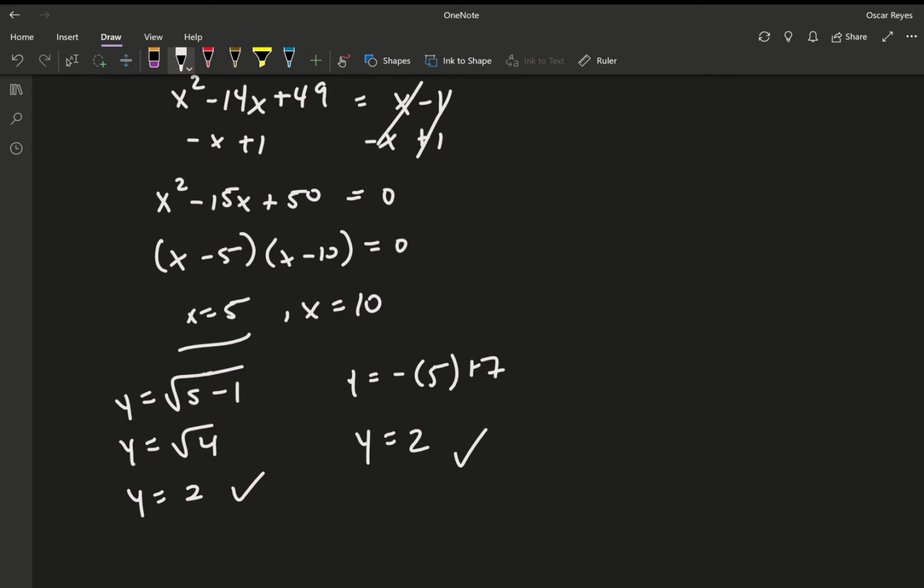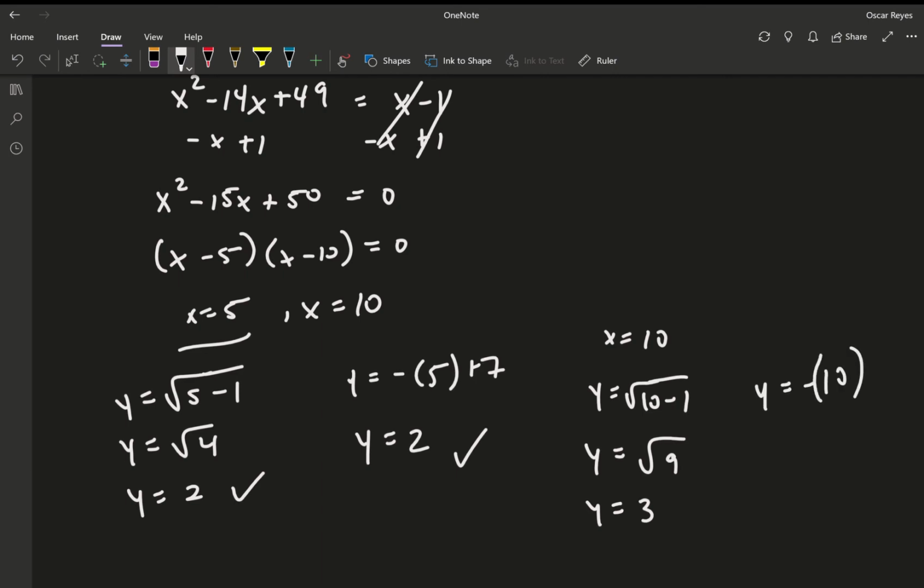Now, if we plug in 10, so we use 10 to plug it into our y equals square root of 10 minus 1, y equals square root of 9, y equals 3. And if we plug it into our other equation, y equals negative 10 plus 7, y equals negative 3. As you can see, they don't match. So this one does not work.